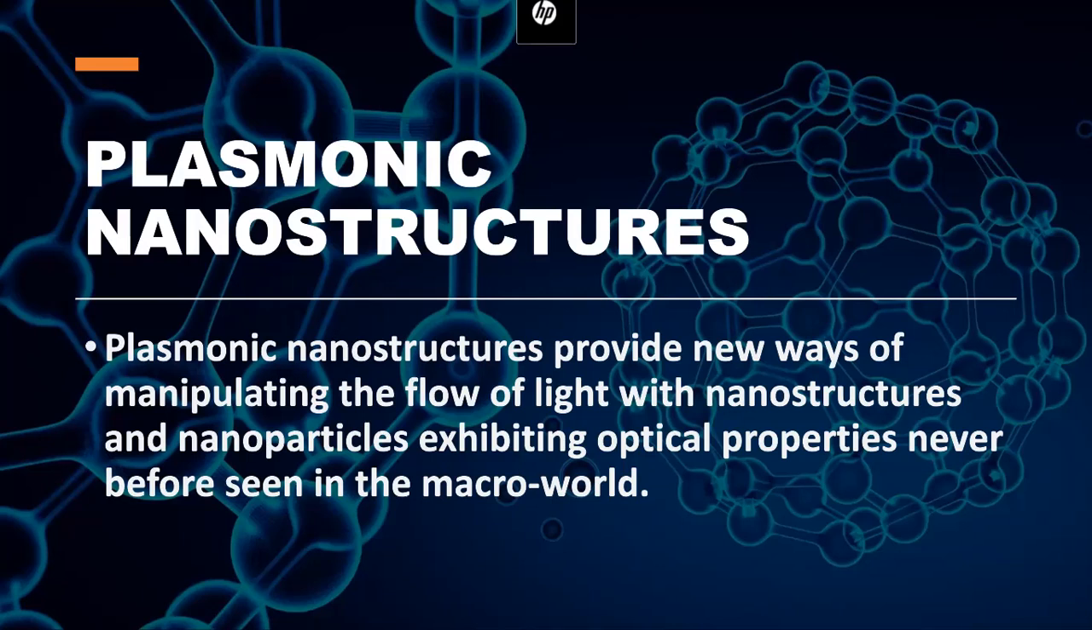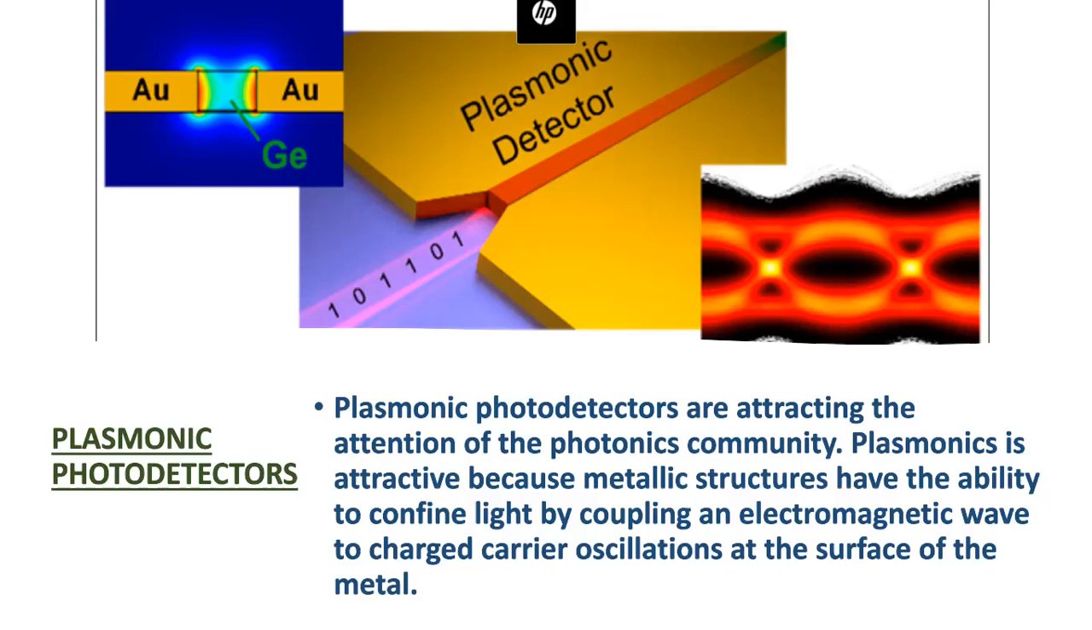Plasmonic nanostructures provide new ways of manipulating the flow of light with nanostructures and nanoparticles, exhibiting optical properties never before seen in the macro world. Plasmonic photodetectors are attracting the attention of the photonics community. Plasmonics is attractive because metallic structures have the ability to confine light by coupling an electromagnetic wave to charge carrier oscillations at the surface of the metal.